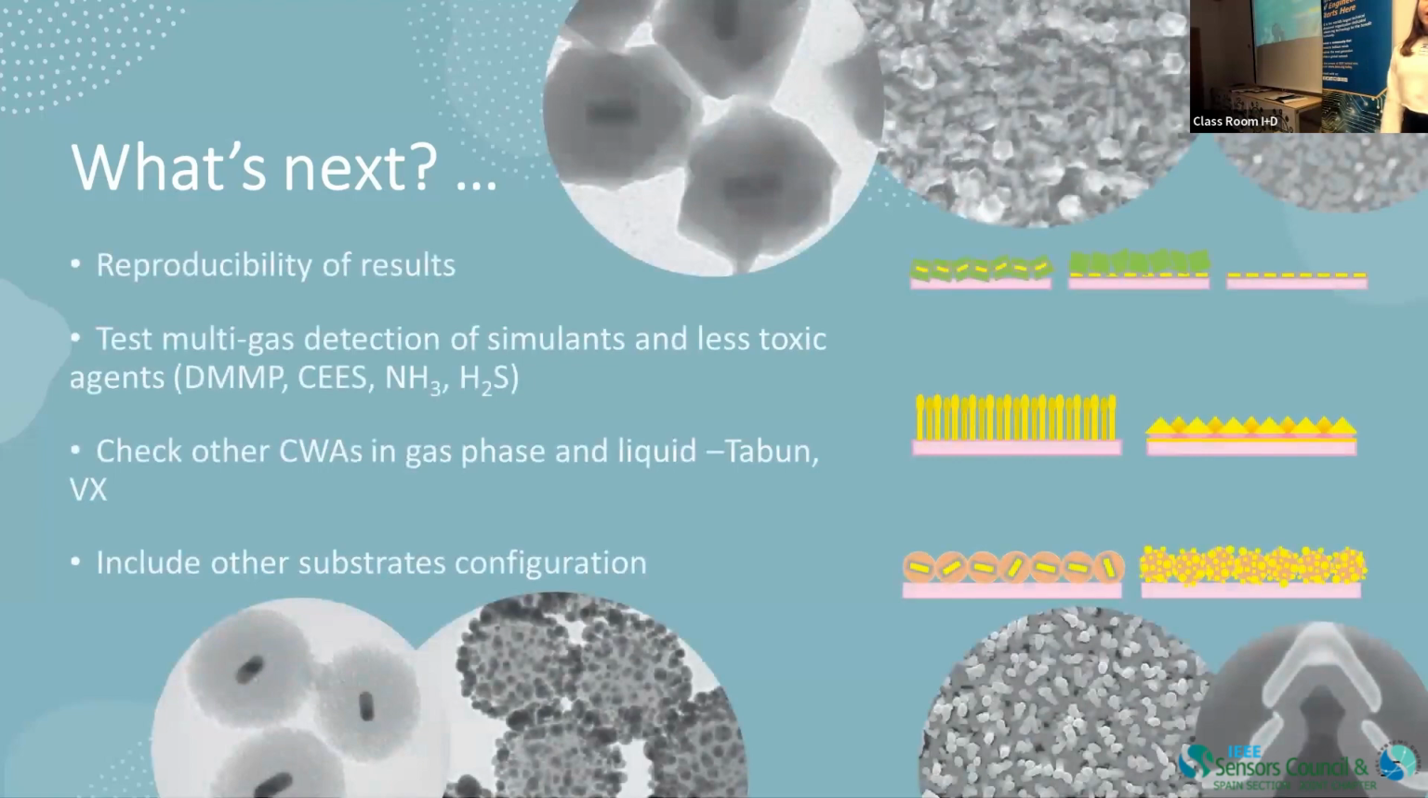So what comes next is that we want to keep going, not only stop at SERSing, but investigate other simulants and other chemical warfare agents, either in liquid or gas phase, and include all the other substrates that we use in our group, which go from other types of core shells with mesoporous systems to top-down substrates like gold pillars and micropyramids.